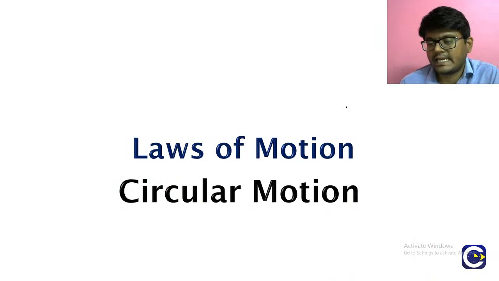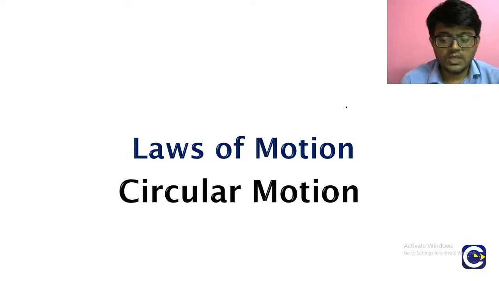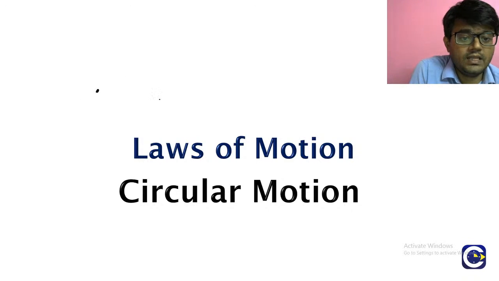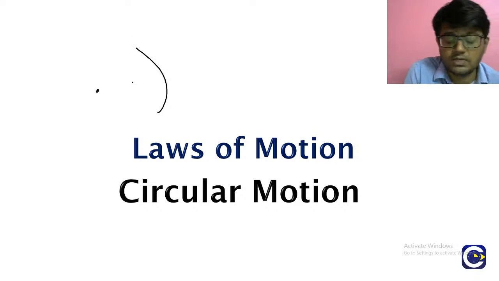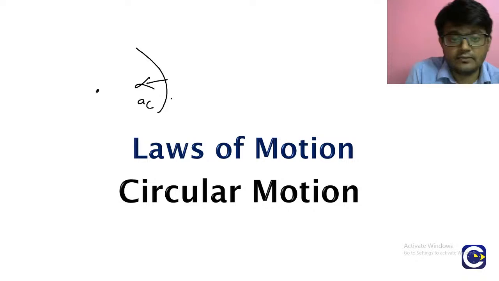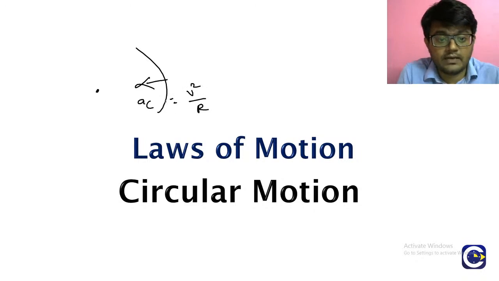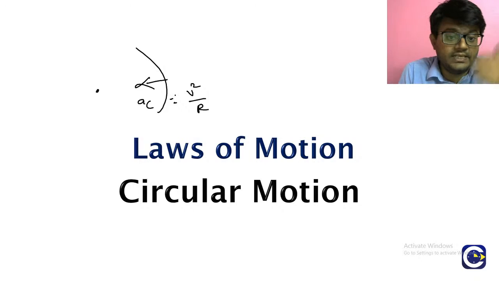Now we will get into the second segment of today's class, which is about circular motion. Already we have had some discussion on circular motion. When we have a particle moving in a circular path, it will have an acceleration towards the center. We call it centripetal acceleration, which is v square by r. If the centripetal acceleration is not there, then the particle cannot continue in circular motion.